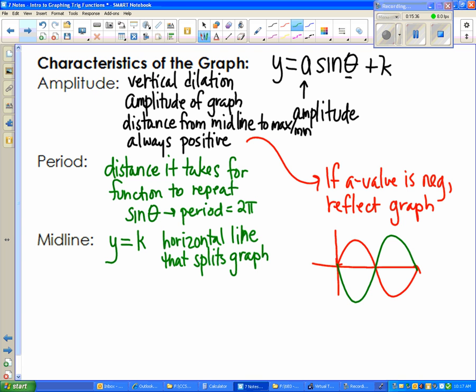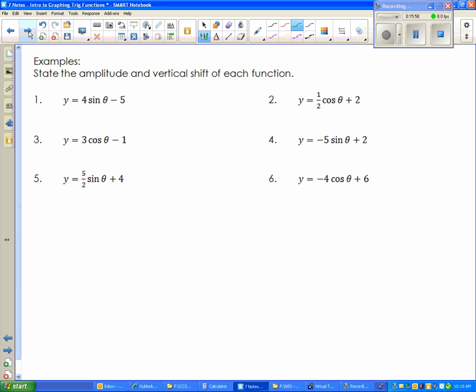Okay. And this is also going to correspond to your vertical shift in the graph. If you remember from the beginning of the year, the k value scoots the graph up and down. Okay, and so the amplitude and the midline are going to be two of the shifts that we're going to do today. And so if you take a look at the next examples, basically it's asking you to identify the amplitude and the vertical shift of each function.